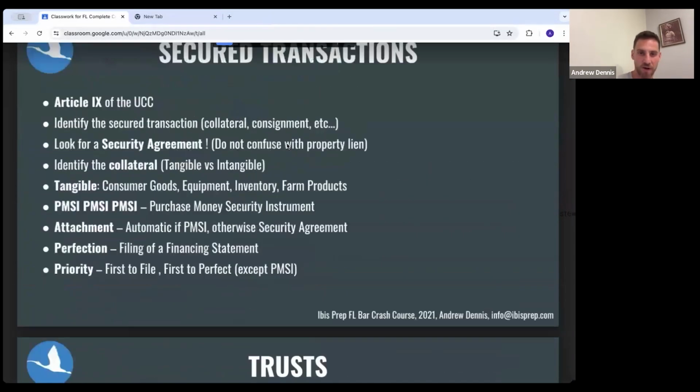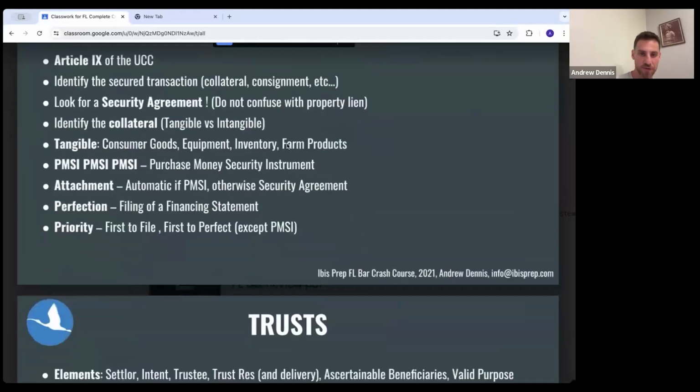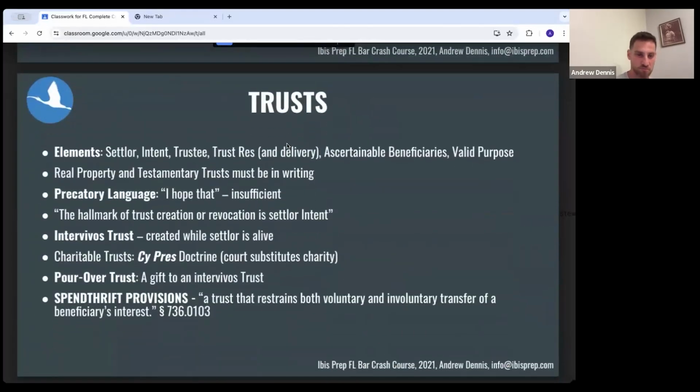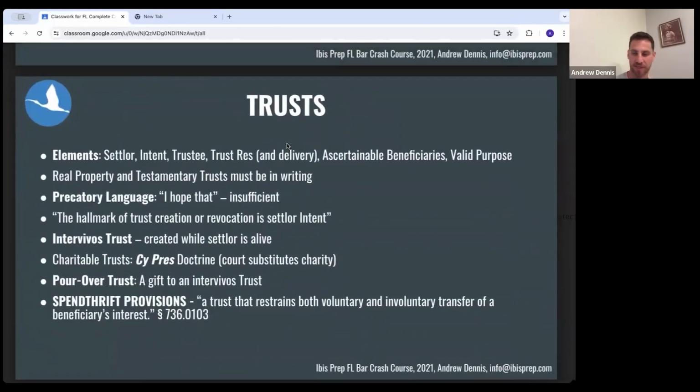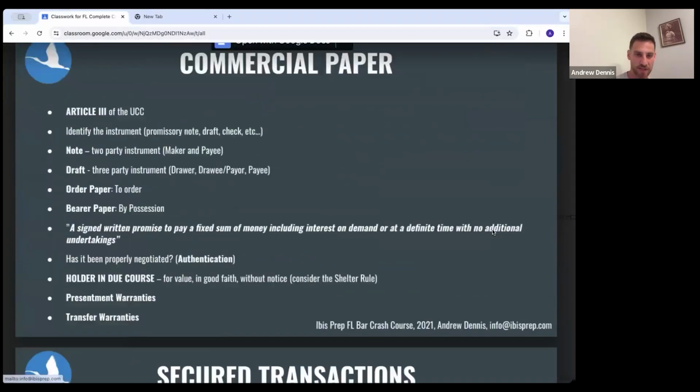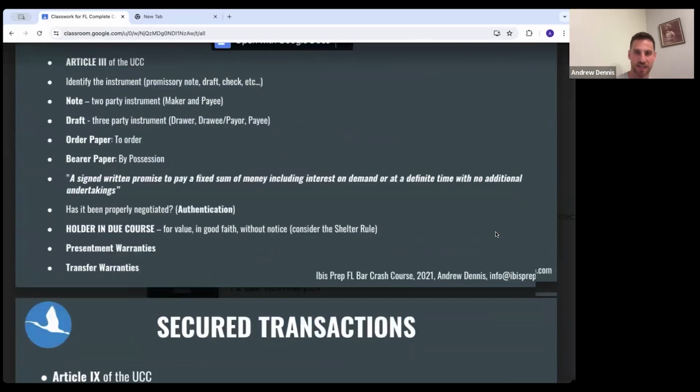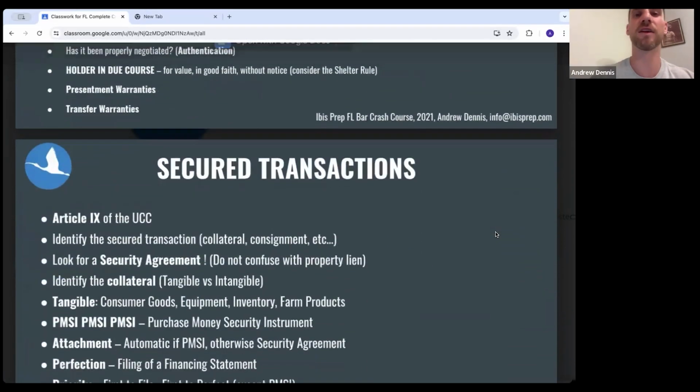Okay, so now we have talked about commercial paper, secure transactions, and trusts. I trust that you've learned something. Has everyone learned at least one thing today, or have you known everything I've talked about? This is just review. Either way, it's a good sign. If you're learning something, that's good. If you're learning nothing, then that's good too. That means you know most things.